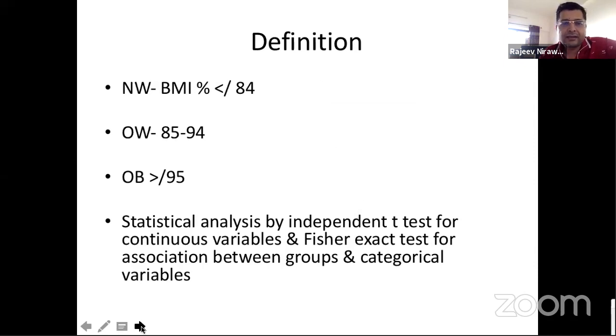They defined normal weight patients as those with a BMI percentile less than or equal to 84, overweight as 85 to 94, and obese as more than or equal to 95. The statistical analysis was by independent t-test for continuous variables and Fisher exact test for association between groups and categorical variables.